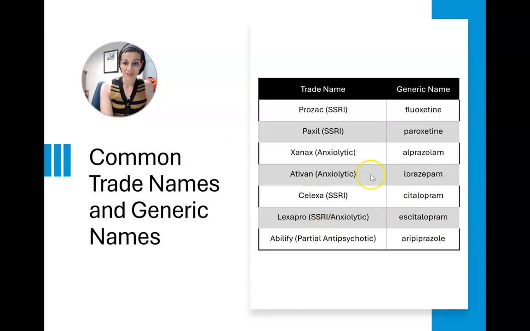Here we have Celexa, which is an SSRI, but it is under citalopram, and then Lexapro, which is used both as an SSRI and an anxiolytic. This is escitalopram. These have very similar structures given the similarity of their generic names. And then to notice that we have a completely different class of drugs, we have Abilify, which is a partial antipsychotic. This would be used for things like schizophrenia, and it's aripiprazole.